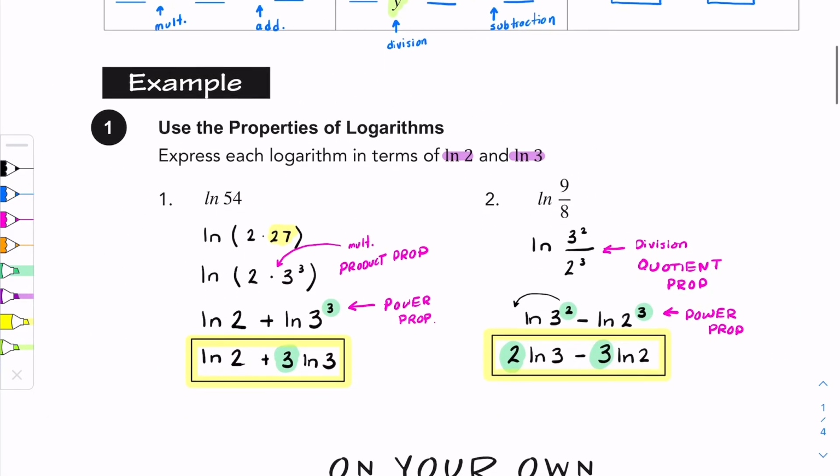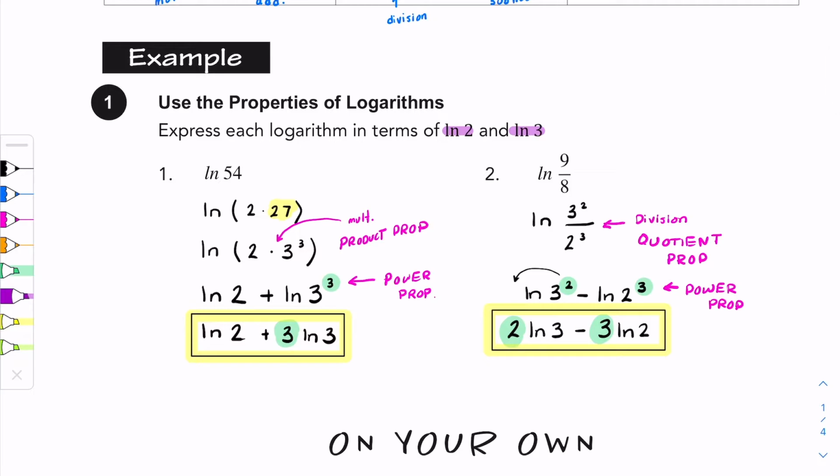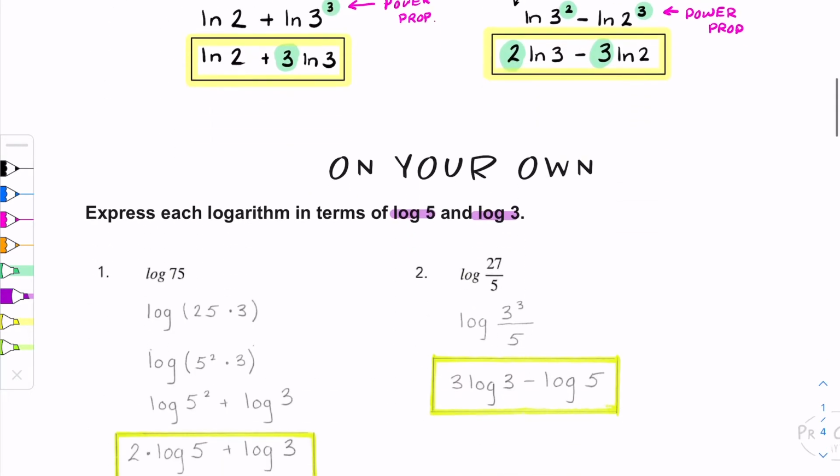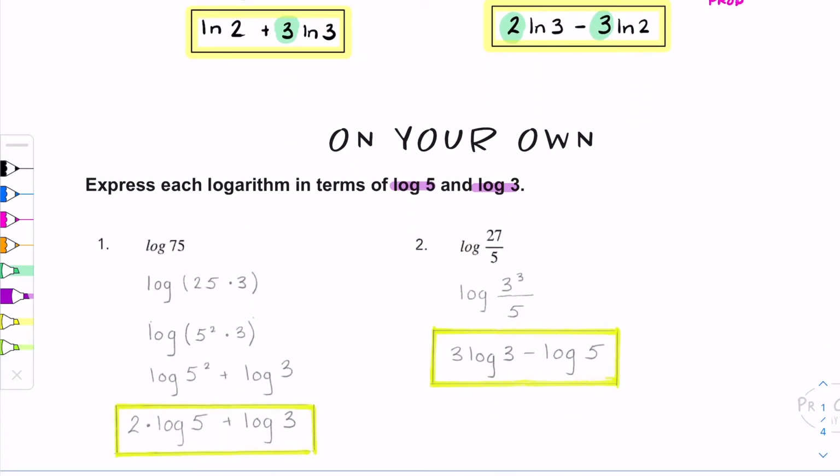For the on your own section, you're asked to express the logarithms using log of 5 and log of 3. So I already included my answer here just to save us a little time on the video. But for number 1, it's log of 75. So I started by breaking that down to 25 times 3. 25 is 5 squared, and you can check over the rest of that. Number 2, we also need to use 5 and 3. So 27 divided by 5 became 3 cubed divided by 5.